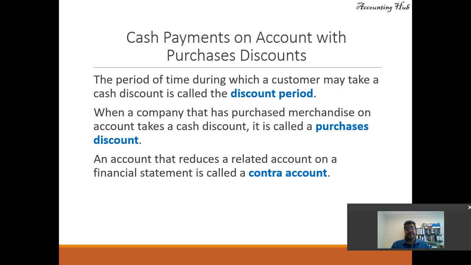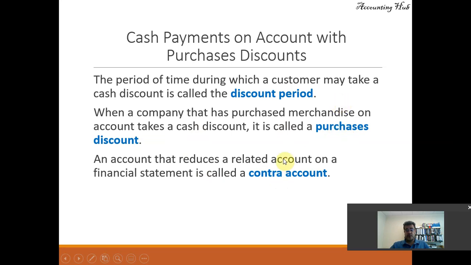The period of time during which a customer may take a cash discount is called the discount period. When a company that has purchased merchandise on account takes a cash discount, it is called a purchase discount. So many textbooks call cash discount purchase discounts. An account that reduces a related account on a financial statement is called a contra account. So purchase discount is a contra account of purchases.